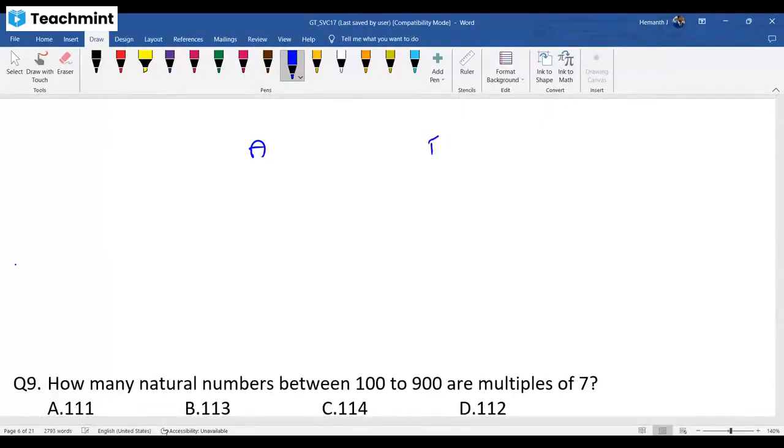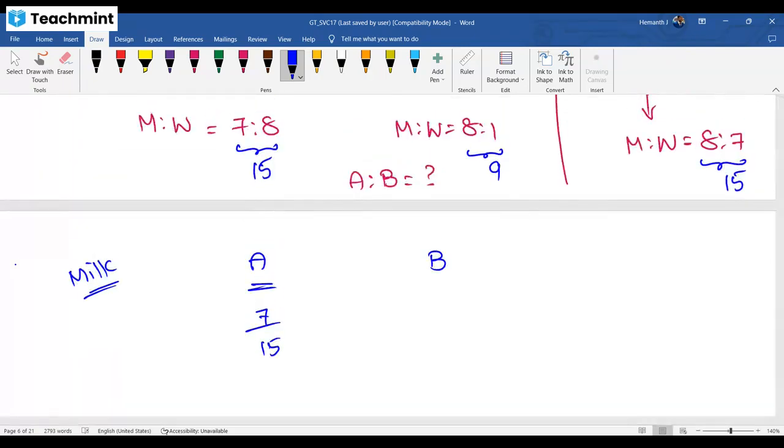Now, for A and B, I am considering only milk. Milk in vessel A is 7 out of 15. You observe here, milk is 7 out of 15. Milk here is 8 out of 9. These two are mixed and the new one is 8 out of 15. See, whenever the ratio is not there, this is the new vessel C. In C, milk is 8 by 15. In B, 8 by 9. In A, milk is 7 by 15.